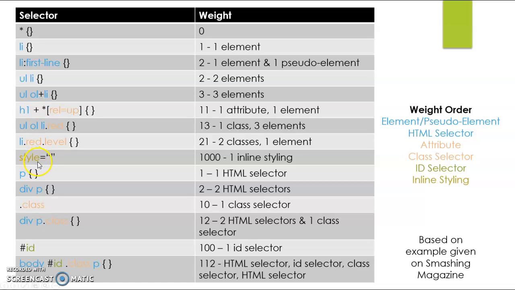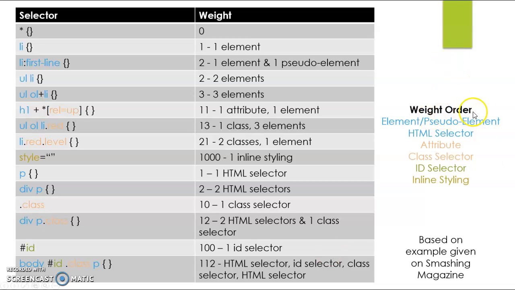A style tag inline has 1,000 as the weight. So if you style inline in your HTML document, then that will be the end-all be-all, the gold standard for it. A paragraph is 1 HTML selector, so that has 1 point. Class has a weight of 10. ID has a weight of 100. And then you combine things together when you have them for your CSS styling.